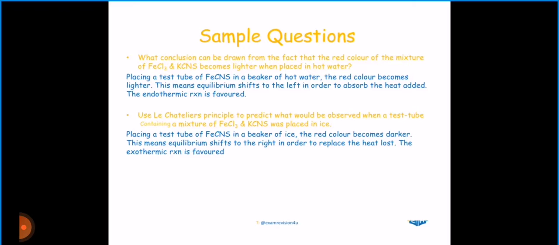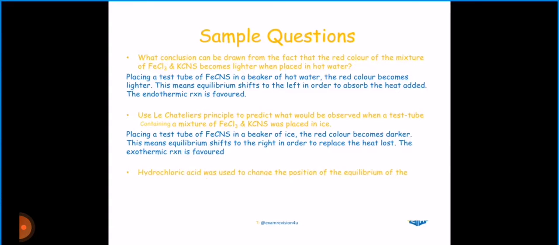Now, if you're placing something in ice, you're cooling it down, you're making it cold. So the reaction that you're going to get is going to be one that will cause it to heat up. So placing the test tube in a beaker of ice, the red colour will become darker. And the reason the red colour will become darker is because equilibrium is shifted to the right in order to replace the heat that's lost. So the exothermic reaction is favoured.